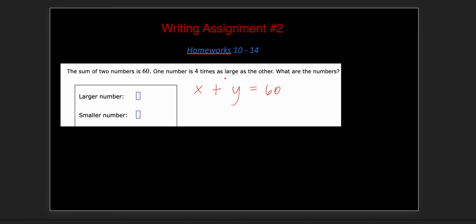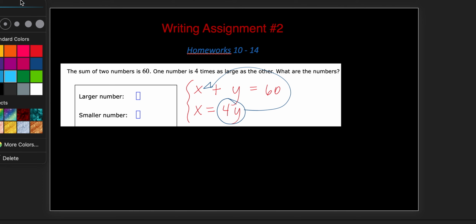Next, one number is 4 times as large as the other. So one number, you could use x or y, doesn't matter, equals 4 times as large as the other, so x equals 4 times y. Then you have these 2 equations, which is our sort of system, and you can solve. It'd probably be best to use the substitution method. We're asked what are the numbers, so we have to find x and y. So what we'll do is take this, since we know what x is, and plug it right in for x here. So I will do that below.